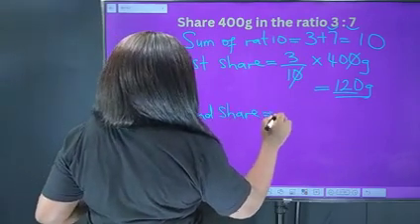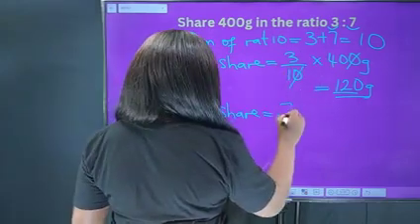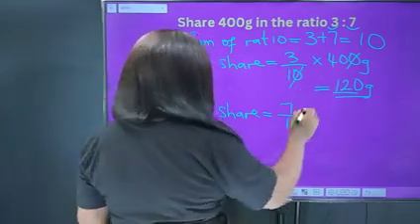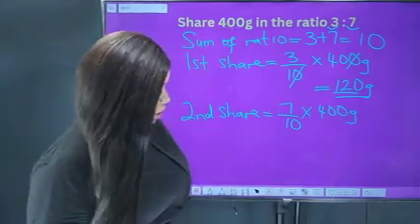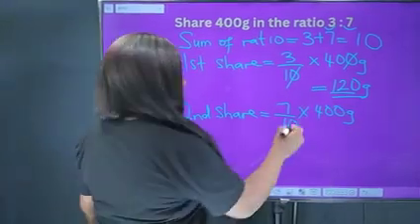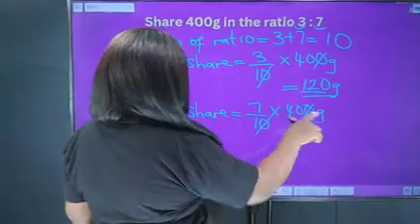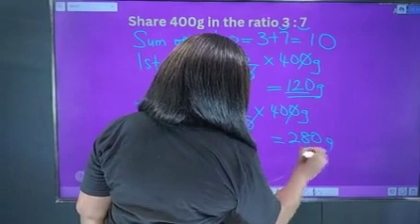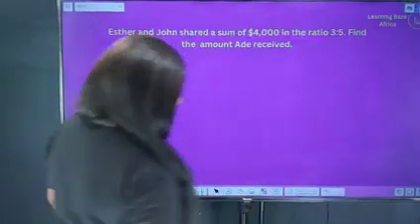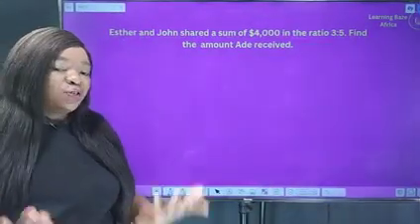The next one is to find the second share. The second ratio is 7 divided by the total number of ratio times the item shared, which is 400 grams. Now 400 divided by 10 is 40. So 40 grams times 7 is 280 grams. Good. I hope you're enjoying this class. It's fun to do mathematics.